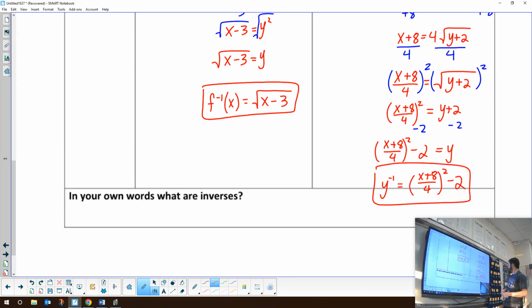And just notice how everything is backwards, right? Everything is backwards. We were minusing 8, now I'm adding 8. We were multiplying by 4, now I'm dividing by 4. I was adding 2, now I'm minusing 2. So that's where the phrase inverse operations, that's what it means, inverse operations, and then we can create these inverses. So in your own words, what are inverses? So think about that. For me, it's just switch x and y.